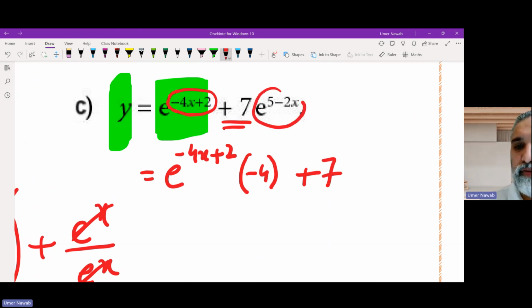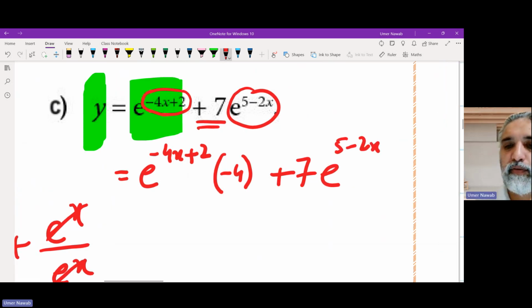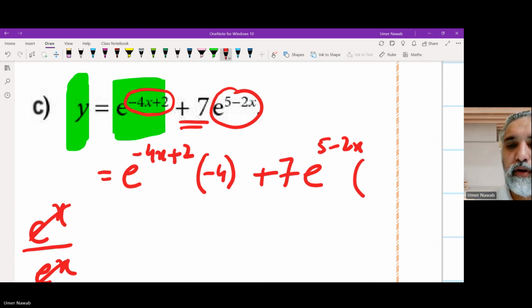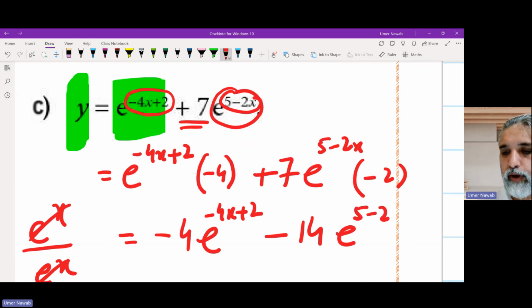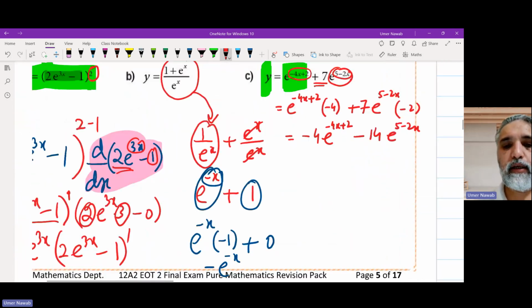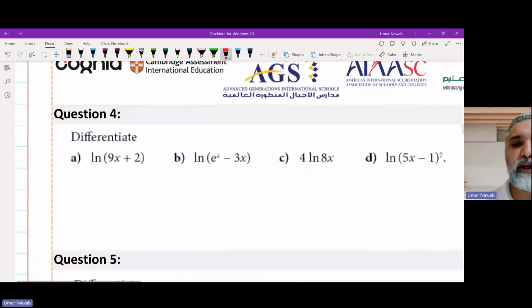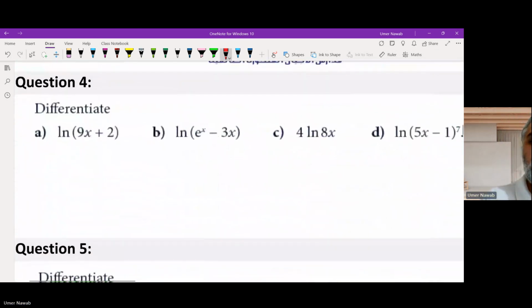What is the derivative of e raised to power 5 minus 2x? Same. Okay, shall I take the further derivative of 5 minus 2x, which is minus 2. Now let me write it in a beautiful form. Minus 4e raised to power minus 4x plus 2 and minus 14e raised to power 5 minus 2x. That's all with the exponential functions derivative. Now I came to the ln functions. Hurry up, boys. Ln derivative.